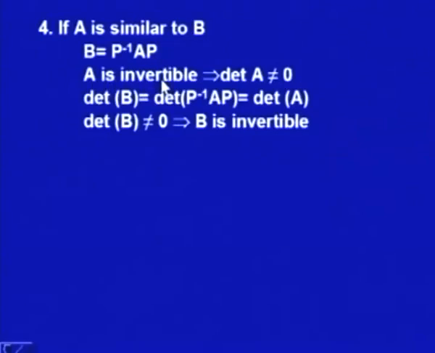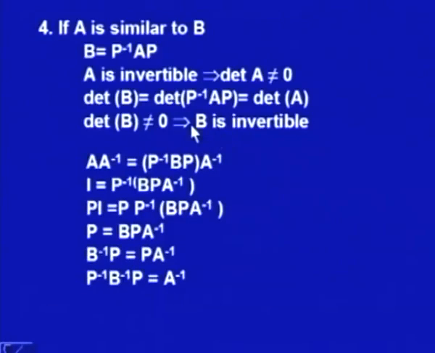It is given that A is invertible. So, determinant A is not 0, that is what we have proved earlier, and that means determinant of B is equal to determinant of P inverse AP, which is equal to determinant of A. Since determinant B is not 0, B is also invertible.